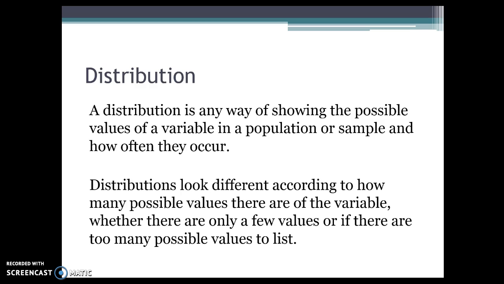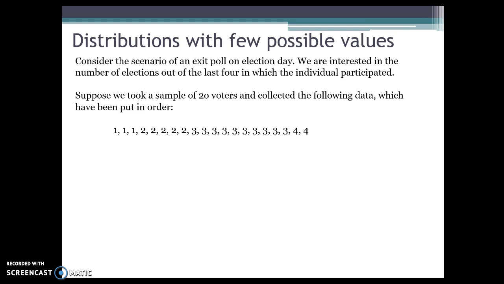So, first of all, what is a distribution? It's any way of showing all the possible values of a variable. It can be for the population or the sample, and how often they occur. The distributions look different based on how many possible values there are of the variable. The first ones we're going to look at are ones that have only a few possible values.